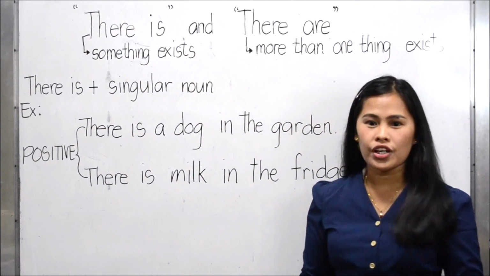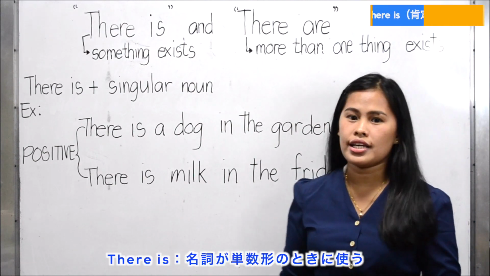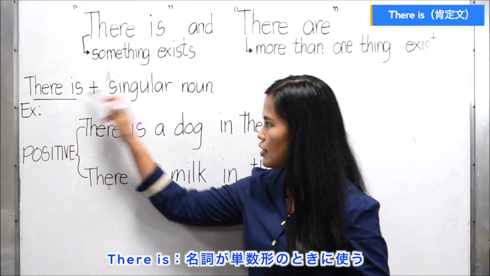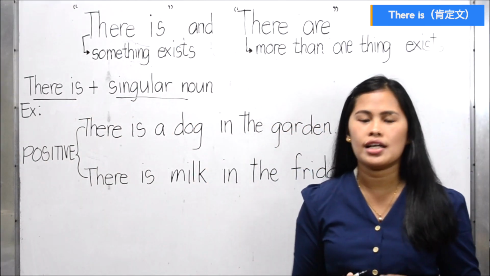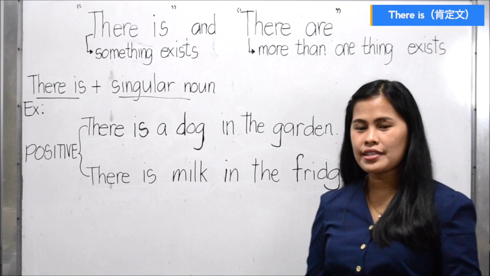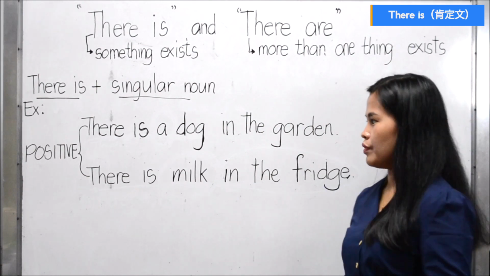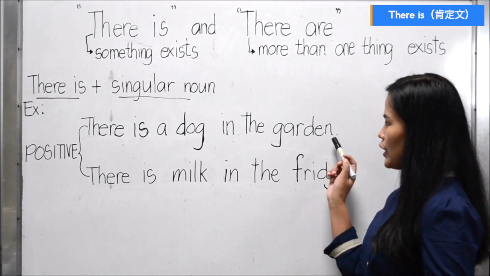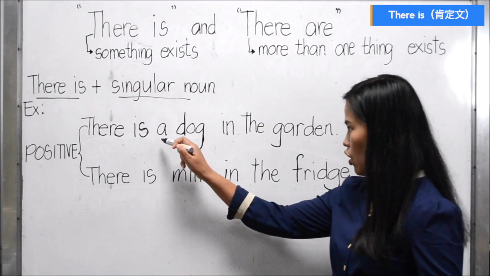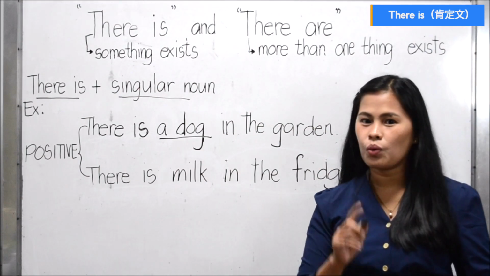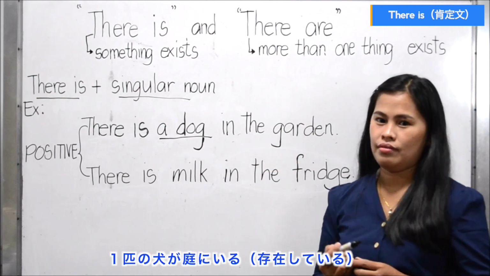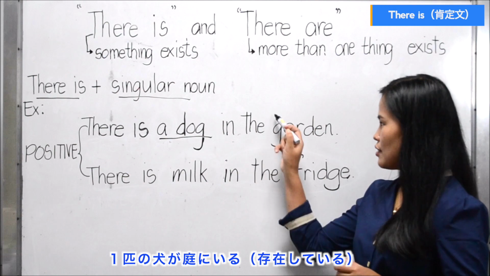We use there is when the noun is singular. So we have here there is plus singular noun. Now let's have some examples in the positive. There is a dog in the garden. Our noun here is a dog. It means one dog. A dog exists in the garden.